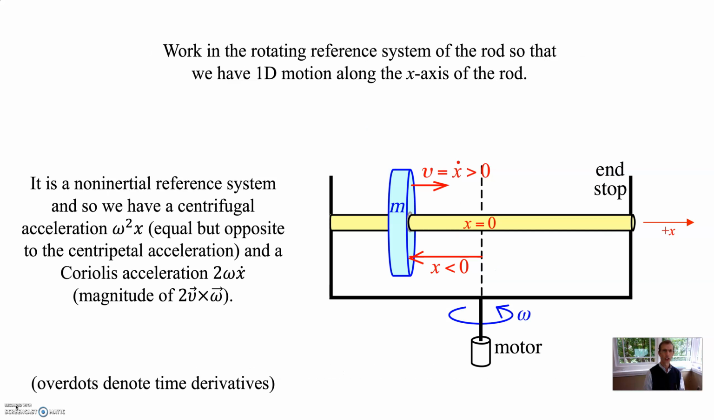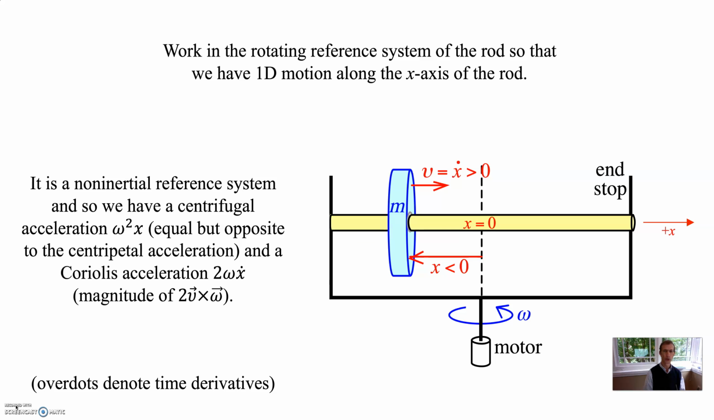Now, let's work in the rotating reference system of the rod so that we simply have 1D motion along the axis of the rod, which we'll call the x-axis, with x equals 0 at the center of the rod. This means that we're working in a non-inertial reference system.